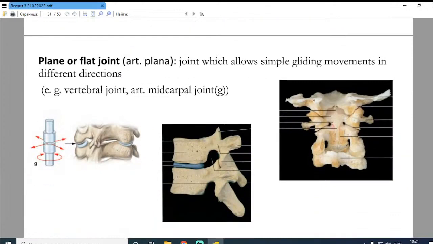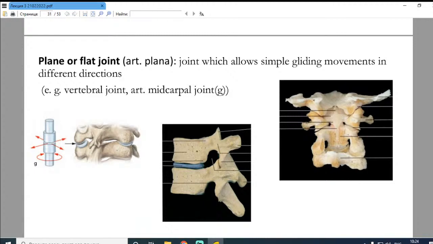Plane or flat joint, articulatio plana. A joint which allows simple gliding movement in different directions. What you see between the superior and inferior articulation of vertebra, you see, this is a plane joint.